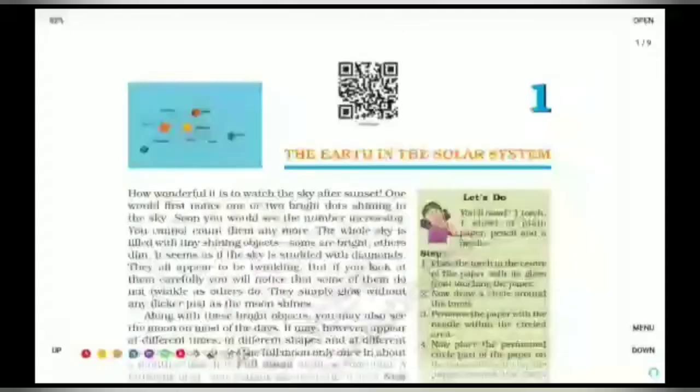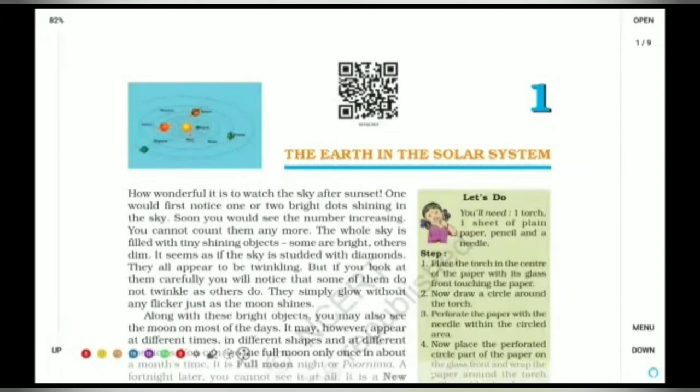Okay. Today we are going to start off with Geography Lesson 1, 6th class NCERT textbook. The title of the lesson is The Earth in the Solar System. So today we are going to learn about the Earth and the solar system.